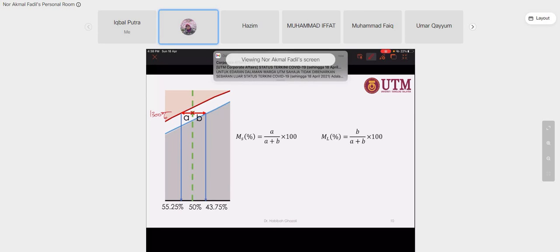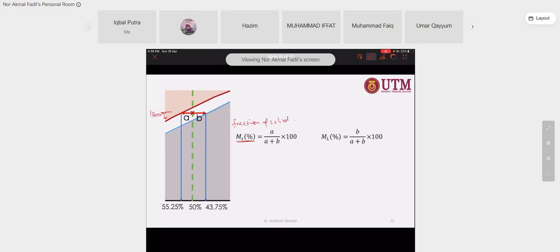Now if we focus on this particular temperature, which is 1300 degrees Celsius, applying the lever rule, we can obtain the MS, the fraction of solid. Solid is here at this section. So we want to know how many percent solid, so we take A over the total length, A over A plus B. So what is A? 50% minus 55.25.